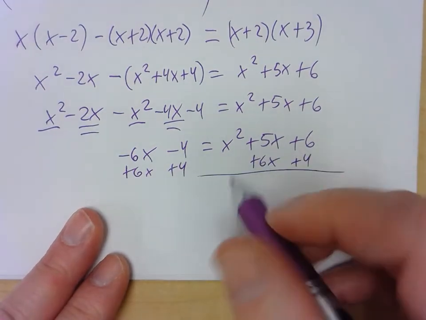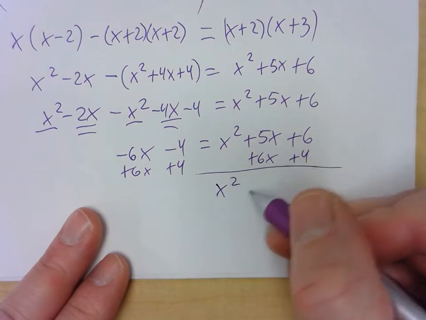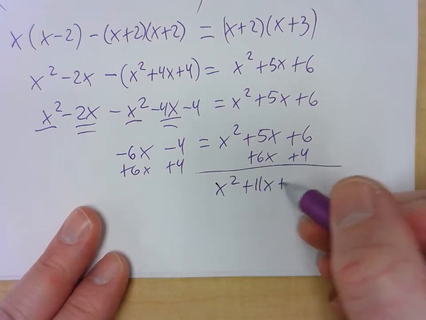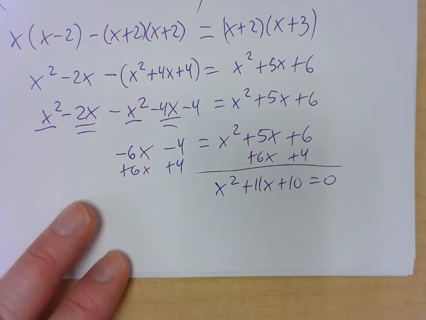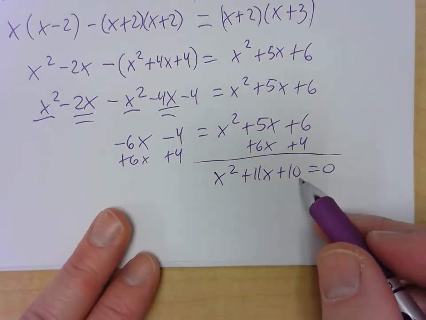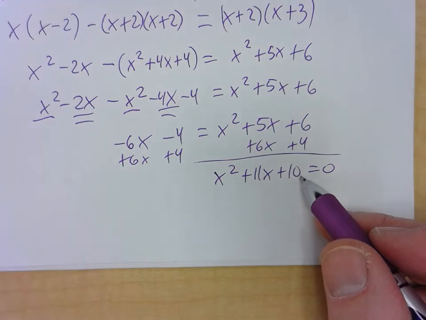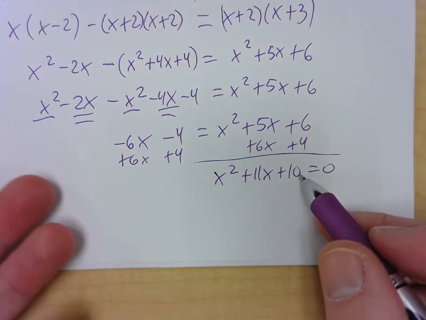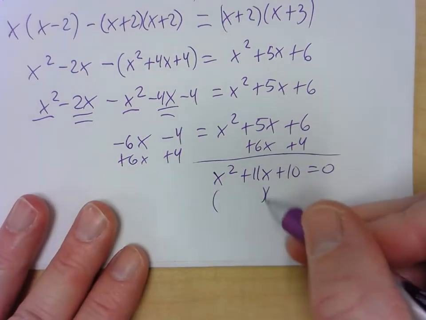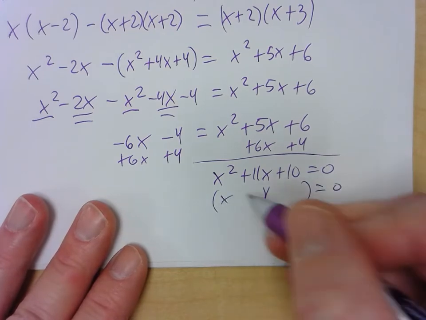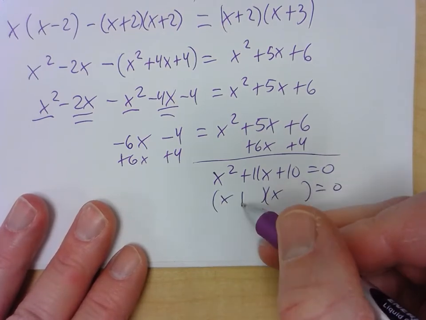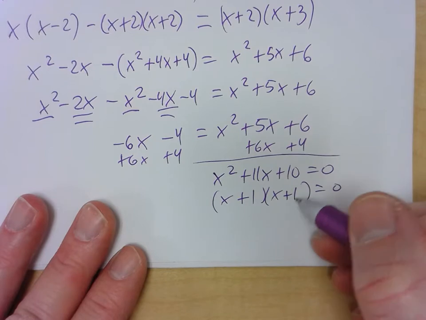And we get this quadratic, x squared plus 11x plus 10, and that all equals 0, doesn't it? This would be a quadratic. It could be solved by completing the square. It could be solved by the quadratic formula. But I see that this factors, and factoring is our friend, and it makes it a lot easier to solve, doesn't it? 1 and 10.